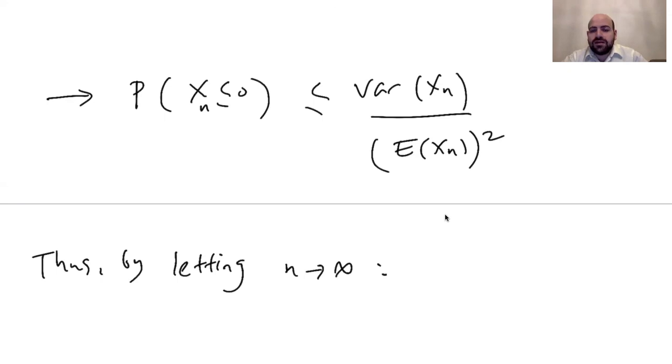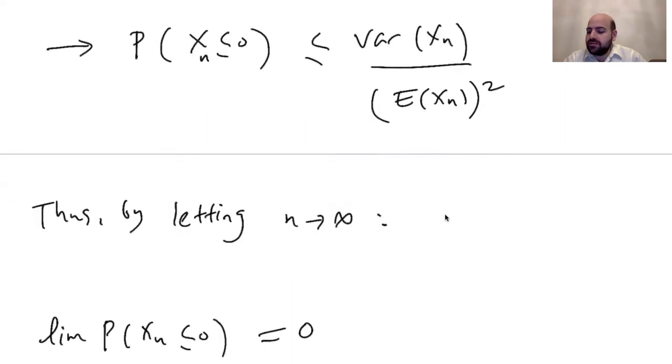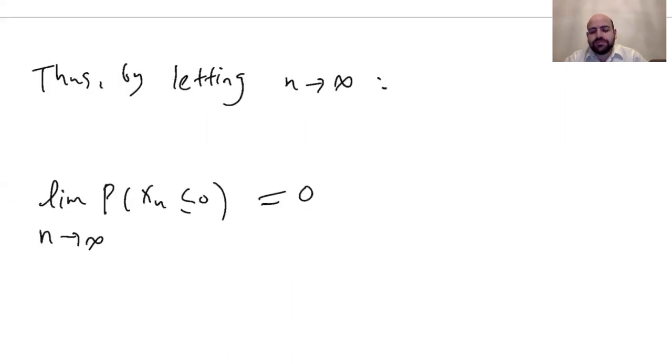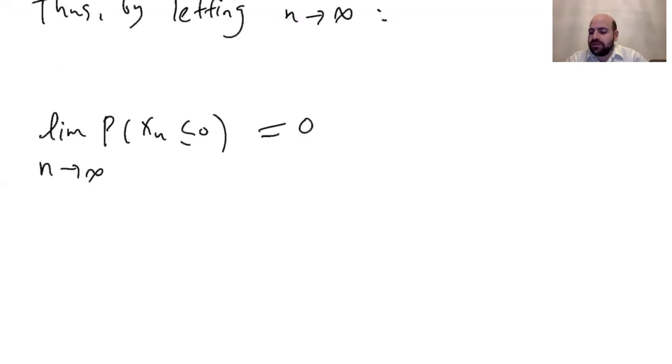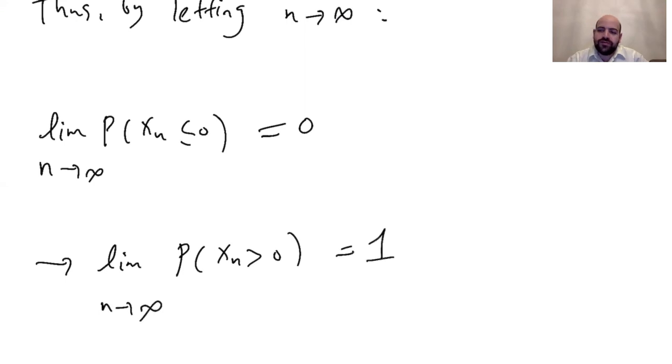So the limit of p of xn less than or equal to 0, and probability, of course, cannot be negative. So this probability will be 0. And this means the probability limit p of xn bigger than 0 as n goes to infinity is equal to 1. If p of xn less than or equal to 0 is 0 as n goes to infinity, it means the complement, which is p of xn bigger than 0, has to be 1 as n goes to infinity.